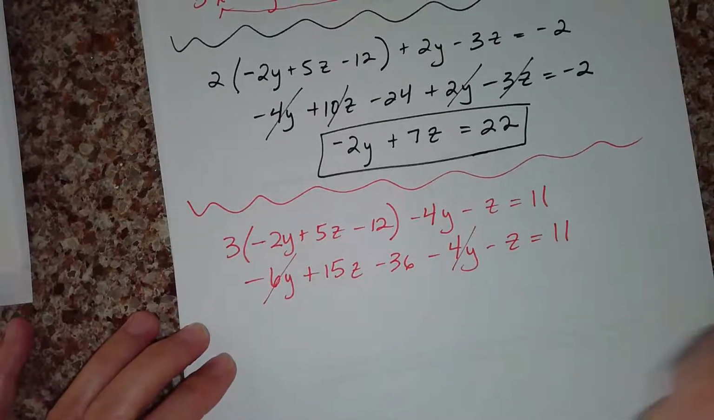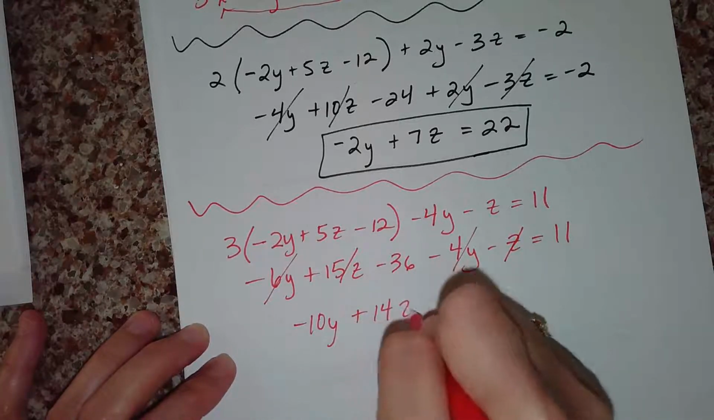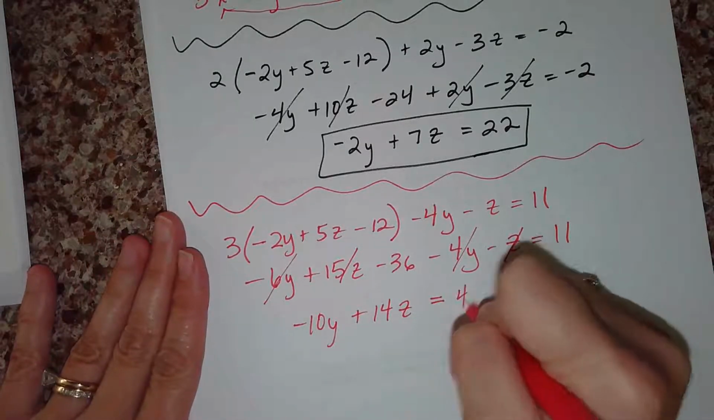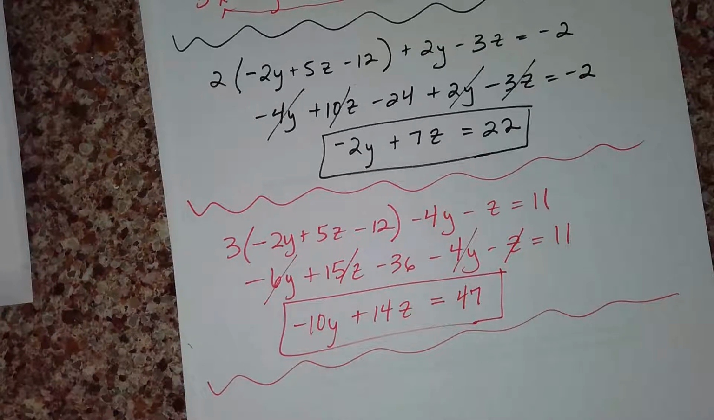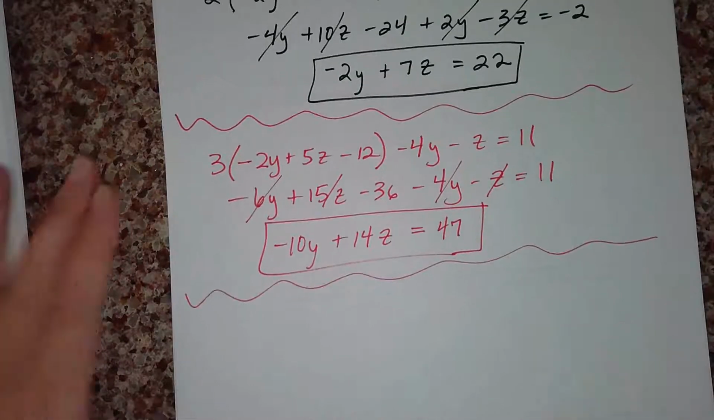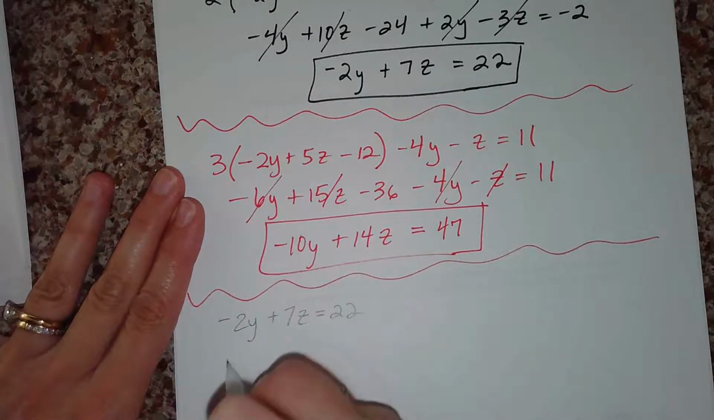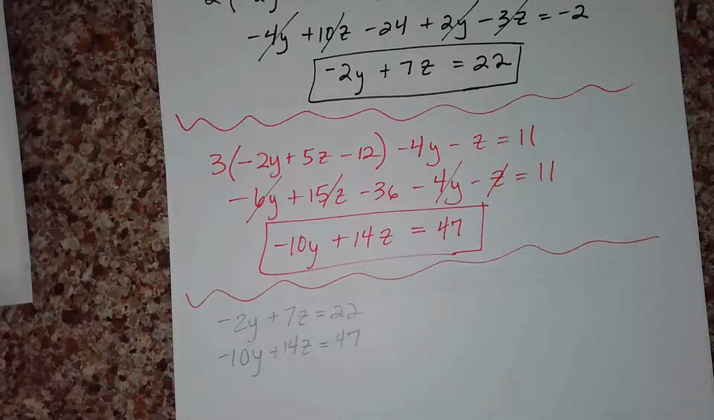Okay, so I'm just doing the math here, just distributing, and I'm going to combine some like terms. Negative 6 and negative 4 gives me negative 10. Negative 1 and positive 15 is positive 14. And I'm going to add 36 to both sides, so I get, what is that, 47. All right, so now I have 2 equations, and now I'm going to solve it like I've done in the past with elimination or substitution. So I'm going to take my 2 equations: negative 2y plus 7z equals 22, negative 10y plus 14z equals 47.